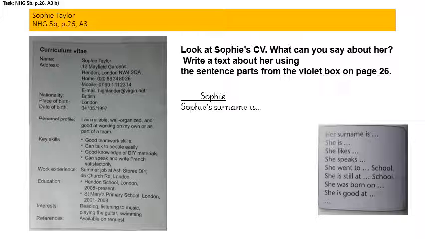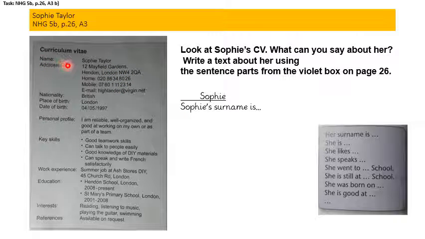Then in the next task, you have to look at the CV, at the curriculum vitae, which looks like this. Look at Sophie's CV. What can you say about her? Write a text about her using the sentence parts from the violet box on page 26. And the violet box is on the right, and uses sentences like her surname is, she likes, she speaks, she went to ... school, she is still at ... school, she was born on, she is good at, and so on.